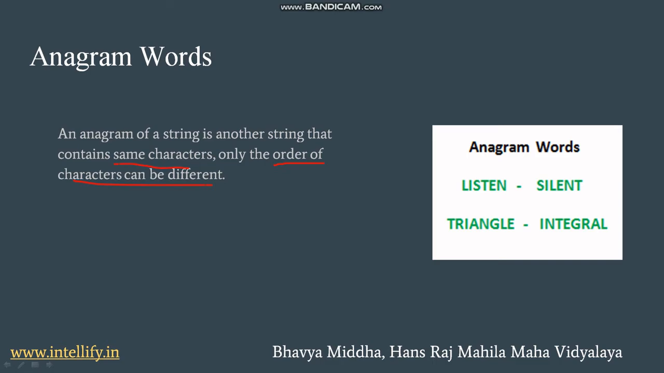Here we have the example of listen, silent, and triangle and integral. Both listen and silent consist of the same characters that are E, I, L, N, S, T that are arranged in different order, and same is the case with triangle and integral.